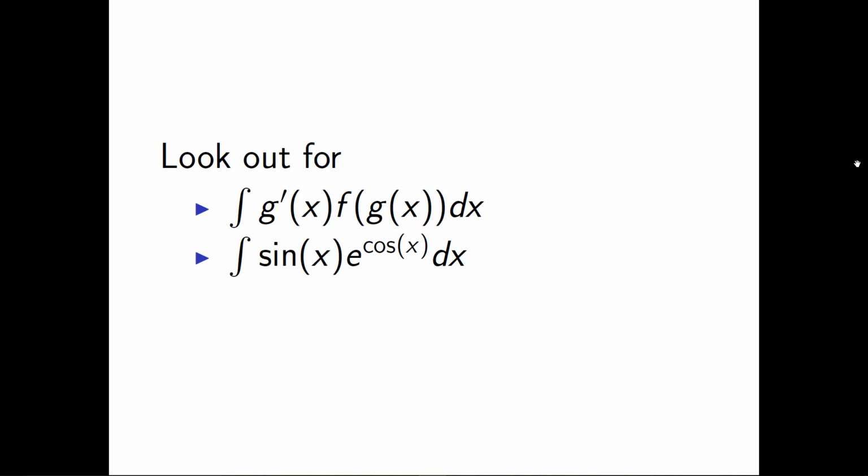So just another example of that, we have the sine x here and the e to the cosine x. We have the function on the inside and the derivative on the outside, so that's a good sign we're going to use integration by substitution.